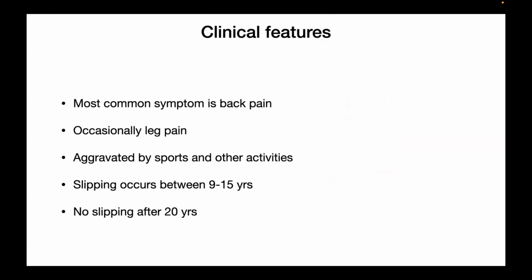Coming to clinical features, the most common symptom when the patient presents is back pain and occasionally leg pain. Usually the patient presents in the adolescent age group, and the complaints are usually aggravated by sports and other activities. Slipping usually occurs between the ages of 9 to 15 years, when the maximal growth spurt is happening. Once this phase has been crossed, the literature says there is not much slipping after the age of 20 years.